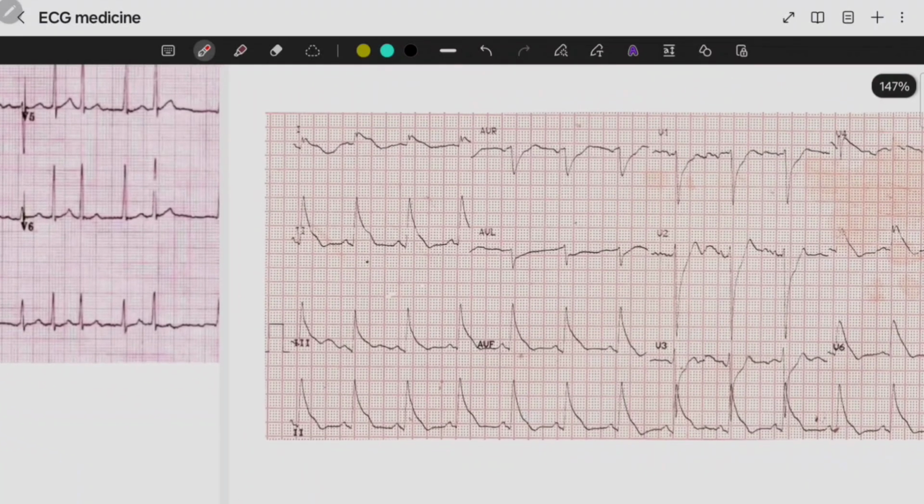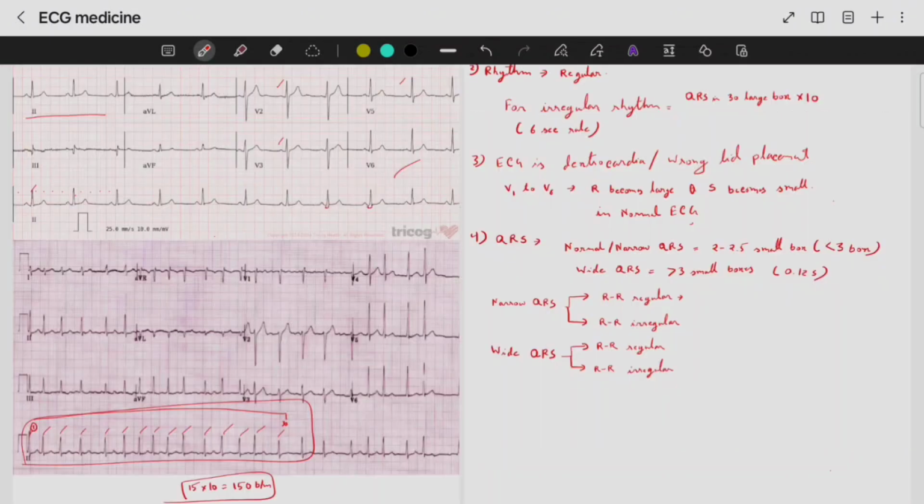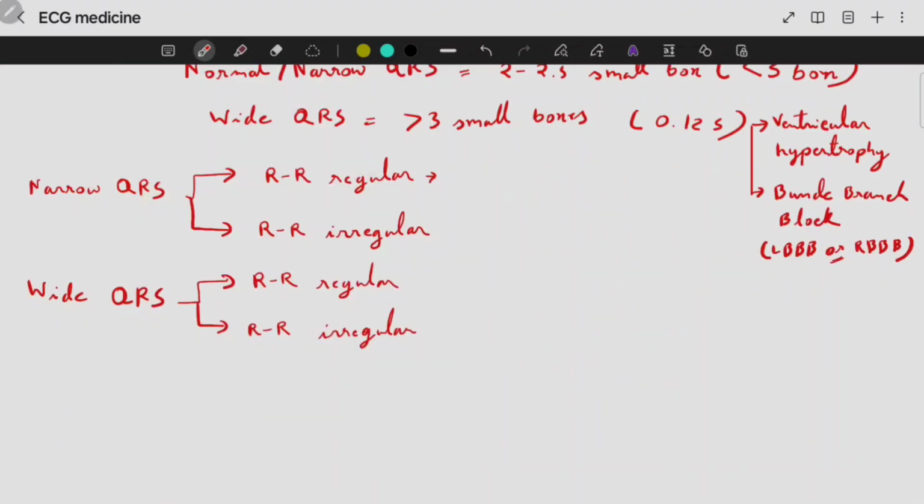Now see how the QRS complex looks. Wide QRS complex. Let's see 5, 6, 7. So 7 small boxes means it is a wide QRS complex. The cause of wide QRS complex is ventricular hypertrophy or bundle branch block, maybe due to left bundle branch block or right bundle branch block.